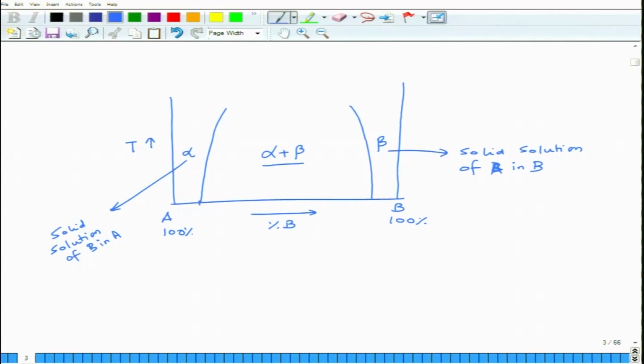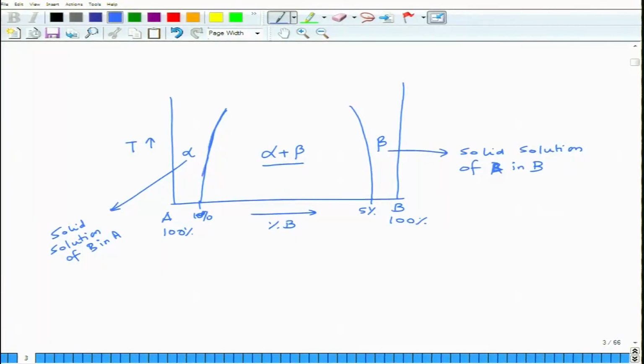Let us say at this point it is 10%, at this point it is 5% or some other percentage. It increases as you increase the temperature. Typically solid solubility increases as the temperature is increased, because the lattice dilates and there are other thermodynamic factors, the competition between entropy and enthalpy. Eventually that determines what the solid solubility will be, but this boundary is the boundary beyond which you cannot add any more B to A.